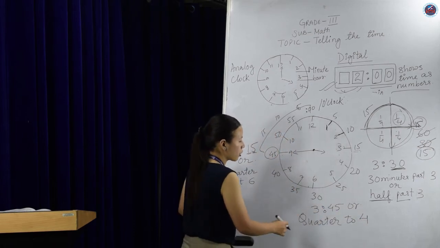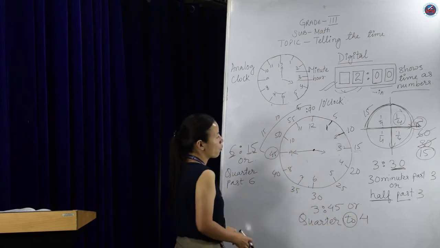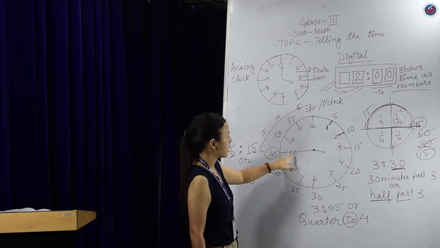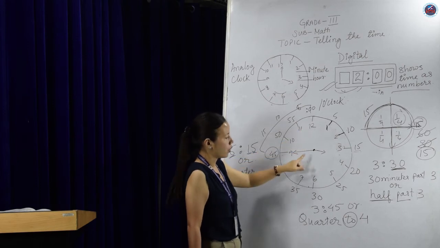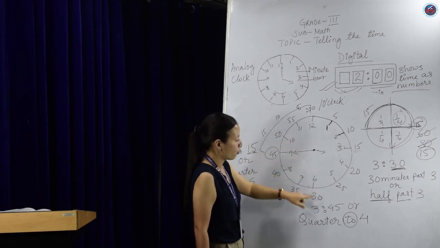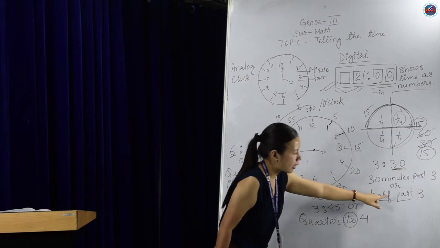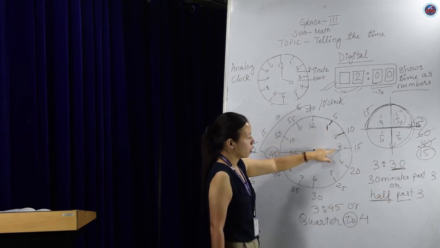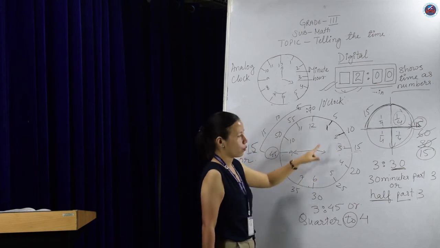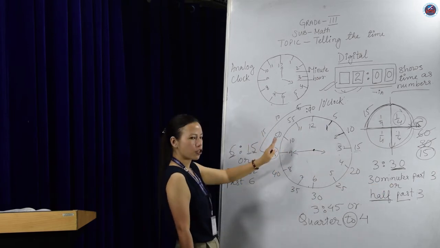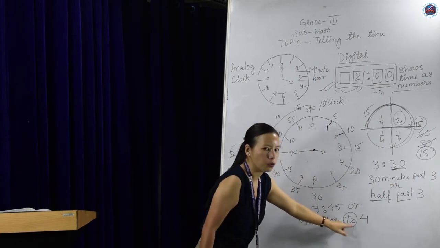We will use the word to only when your long hand, that is your minute hand, points towards the 7th, 8th, 9th, 10th, 11th. I repeat again, when your long hand points towards 7th, 8th, 9th, 10th, and 11th, we use the word to. And we use the word past when your long hand is pointing at 1, 2, 3, 4, 5, and 6. For this side we will use the word past, and this side, that is to your left, we will use the word to.